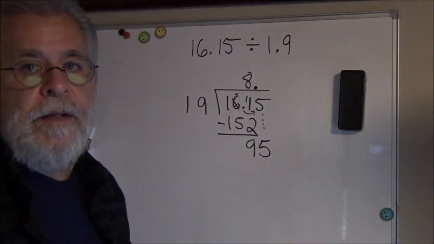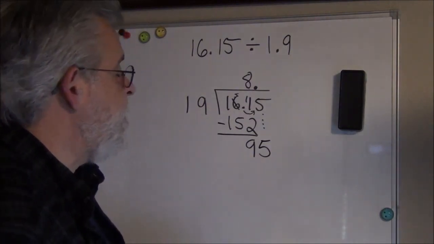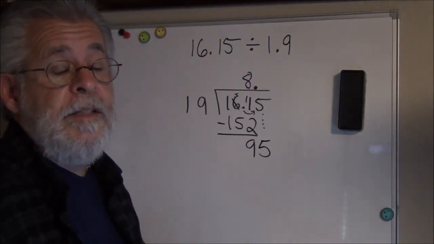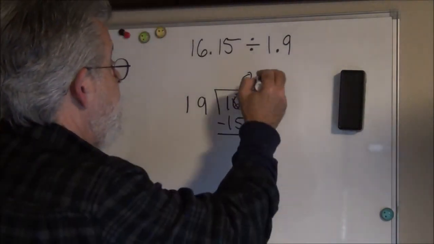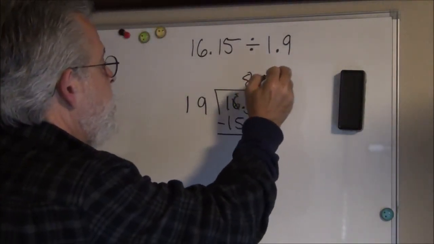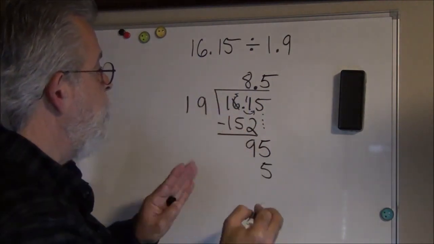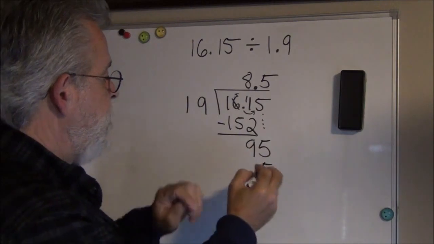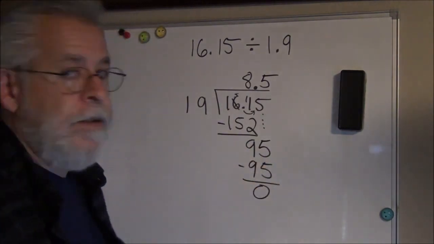Now it's a matter of how many times can I get 19 out of 95. Well, I know I can get 20 out of 100 5 times. So I'm going to try 5 and see how that works out for me. So we got 5 times 9, which is 45. Carry the 4. 5 times 1 is 5, plus 4 makes it 9. That worked out perfect, and we end up with no remainder.